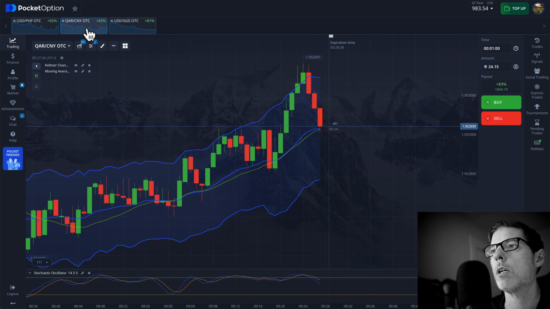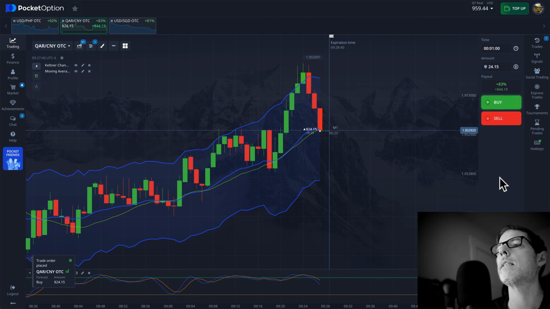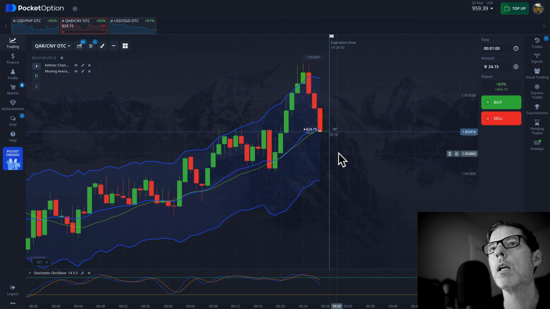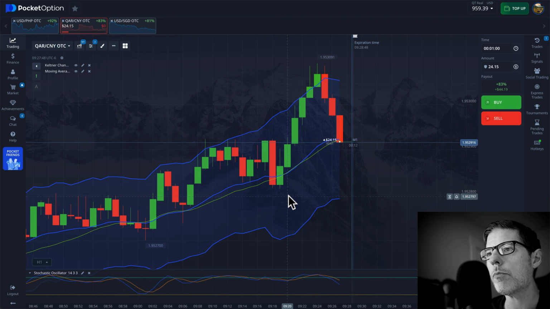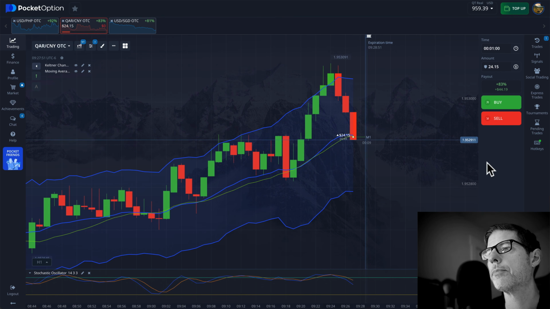Let's change the chart here. Oh, here we go. Nice. Boom! Right there, right on that middle line on that Keltner on QARCNY. 1 minute. Let's go ahead and bang this out, guys. Let's get a win here and see what's going to happen.